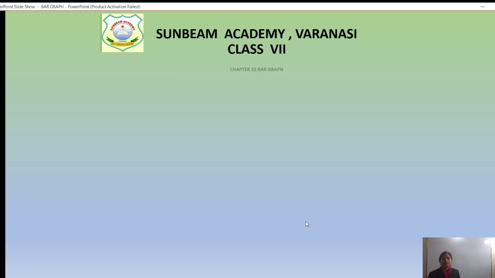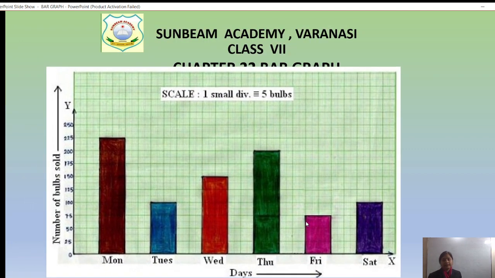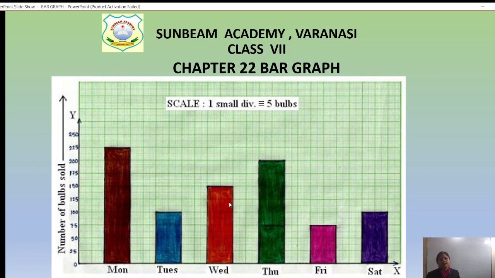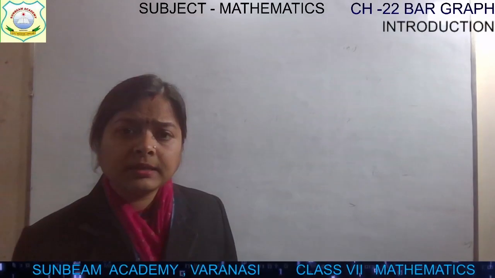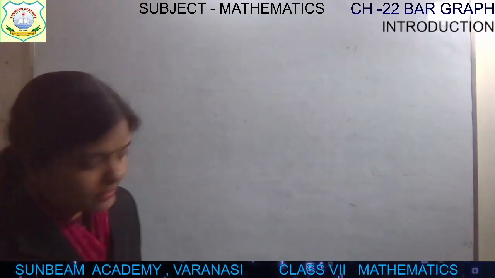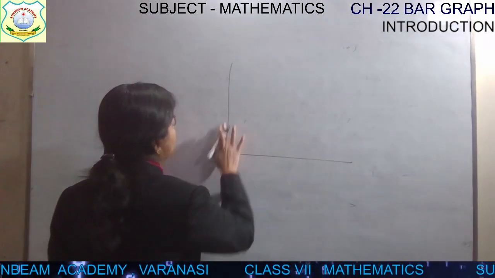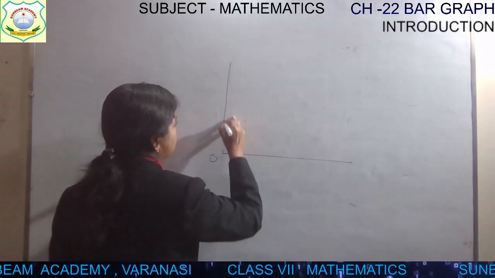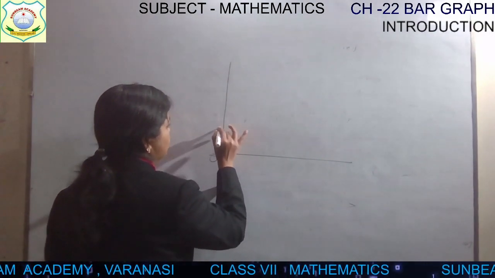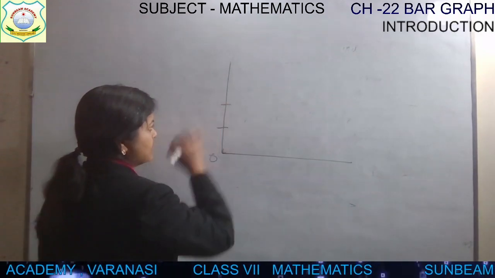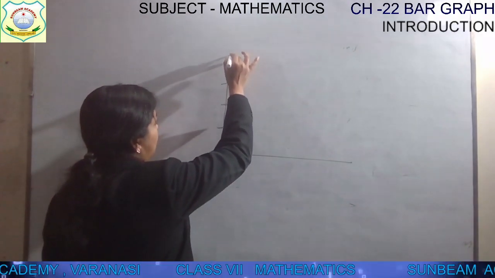See, when you plot, you will plot in this way. They have chosen one small division as 5 bulbs. One small division, children, means one small division. It's like this. If it is 0, then this will be 1 unit. This will be 2 units, 3 units, and this way.